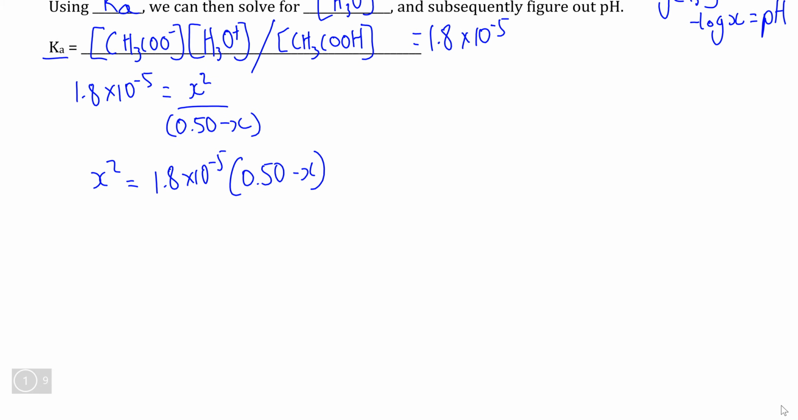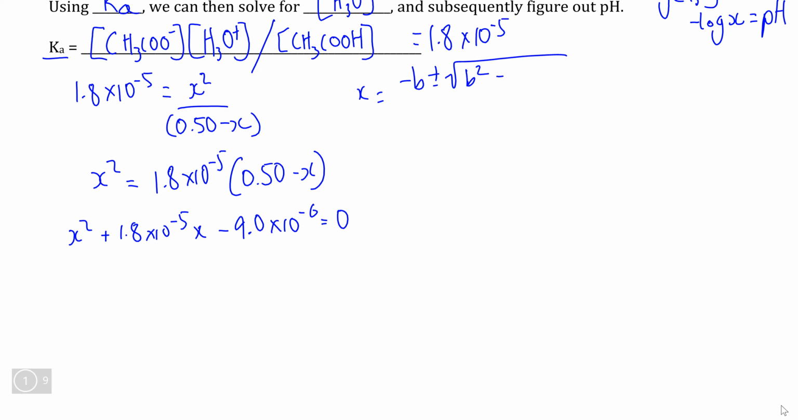I'm just going to skip the step where we expand and move everything over to the same side and just go ahead and write that out. So if you do that, we would have x squared plus 1.8 times 10 to the -5 x minus 9.0 times 10 to the -6 is equal to 0. Now, if you can factor this by inspection, you can go ahead and do that. Unfortunately, my knowledge of quadratics is not that good, so we're going to take our a, b, and c values and put them into -b plus or minus the square root of b squared minus 4ac, all over 2a, also known as our quadratic formula.